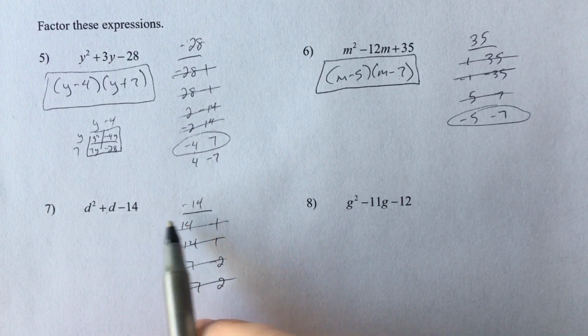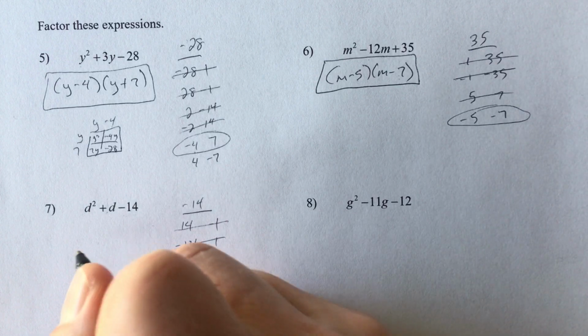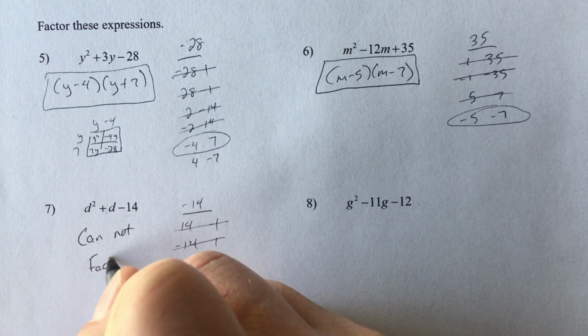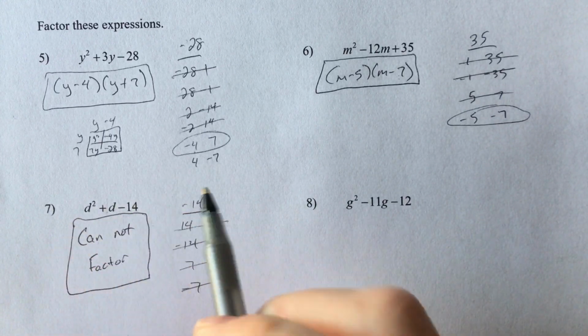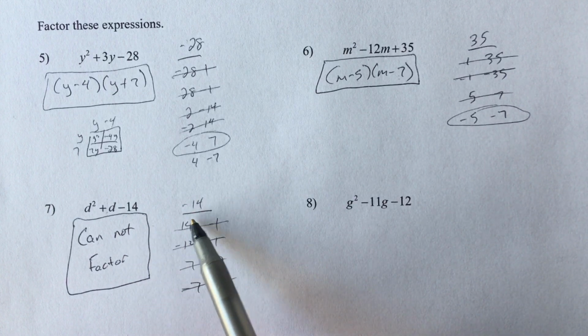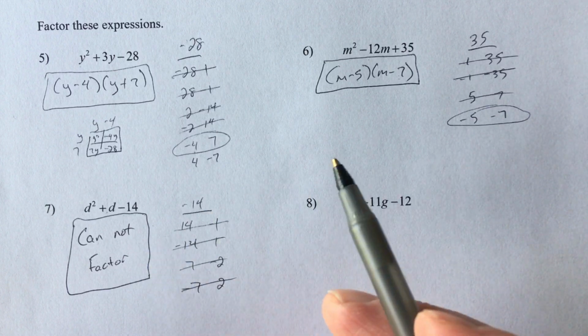Sometimes this happens, not often, but sometimes you'll get a problem like this and you've tried all your options and you just simply say, well, that cannot factor. Again, you should not see this often. So just because you had trouble at first doesn't mean it can't factor. Try it again. But if you're pretty sure you've gone through all the options and none of them work, then that's what we end up with.